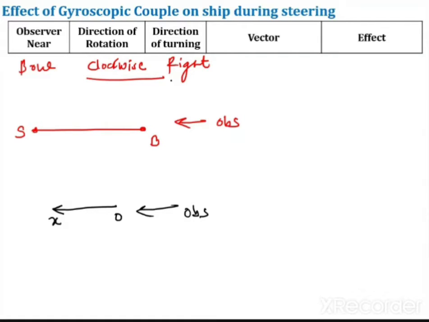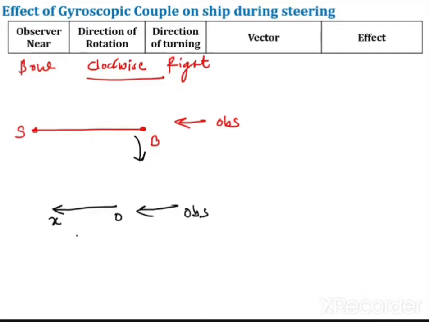Now the ship is taking a right turn. Now from where will the ship take the right turn? Where are you looking from? You are looking from the observer. So the ship will take a right turn. See, whether you look from the stern or from the bow, the turn will be the same. When we turn a vehicle, vehicle left and vehicle right will always remain the same. So where will the vehicle right be?